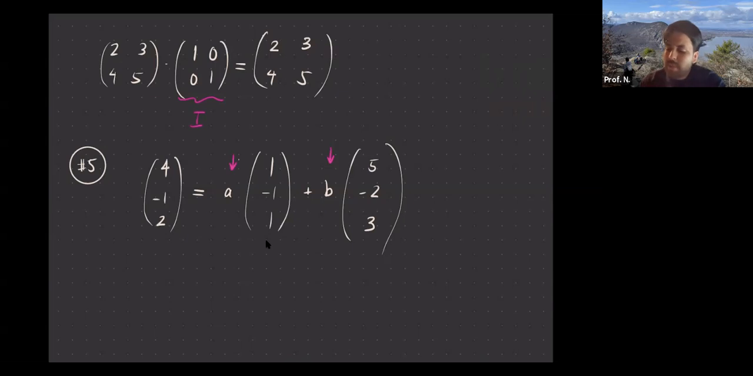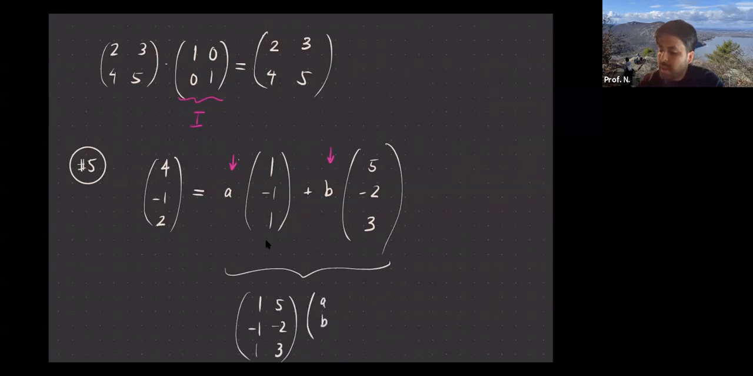I can rewrite this, of course, as a matrix equation. I can write this as 1, -1, 1, 5, -2, 3. This has 3 rows, 2 columns, and I can multiply this by A, B, and this has to give me 4, -1, 2.